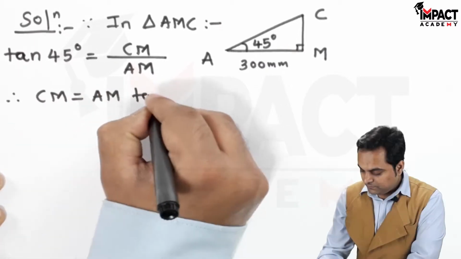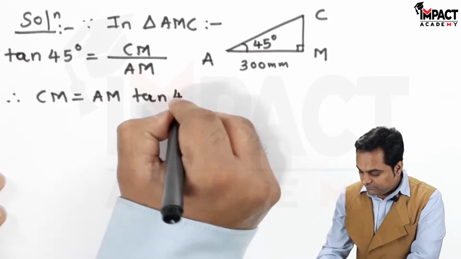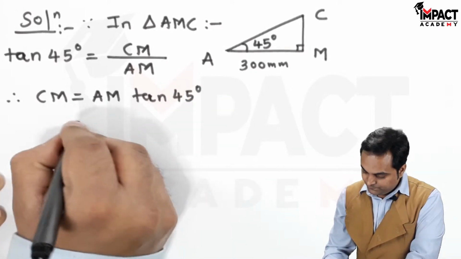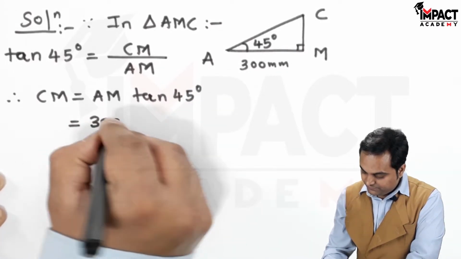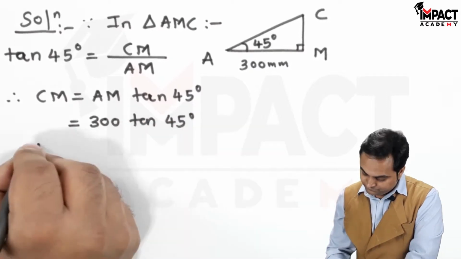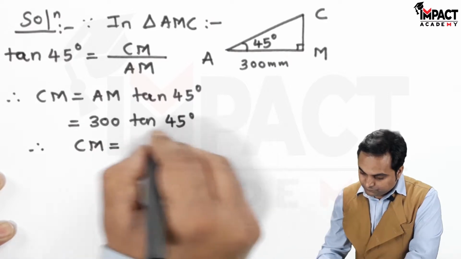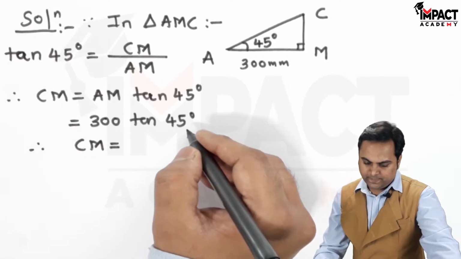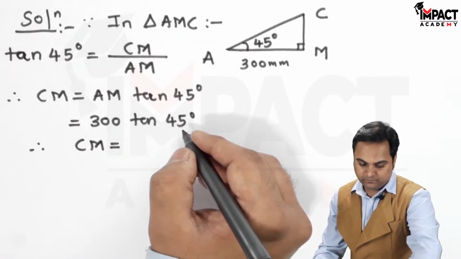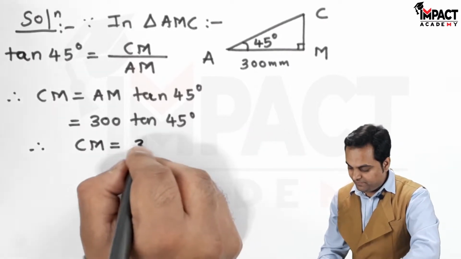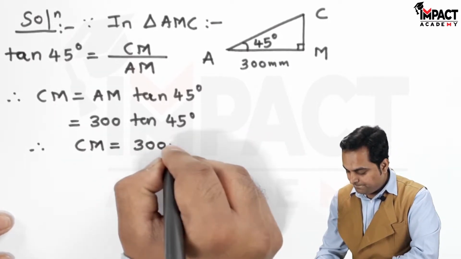So therefore CM would be AM tan 45. AM is 300. Therefore CM value would come out to be 300 mm because tan 45 is 1.